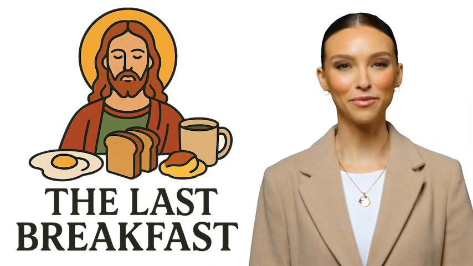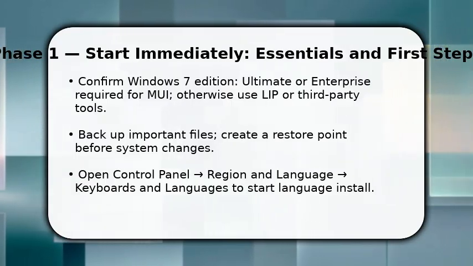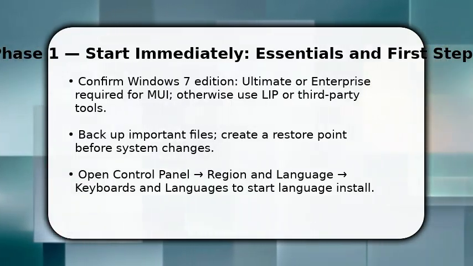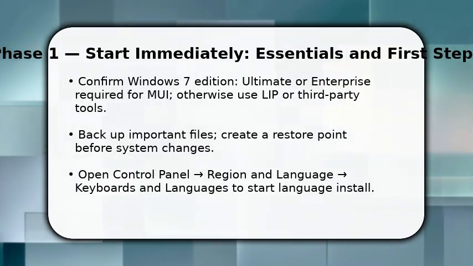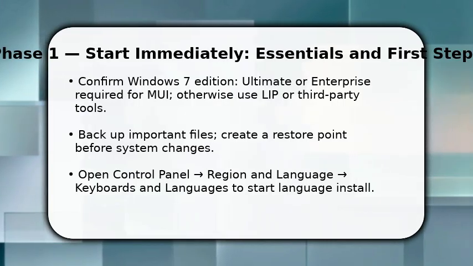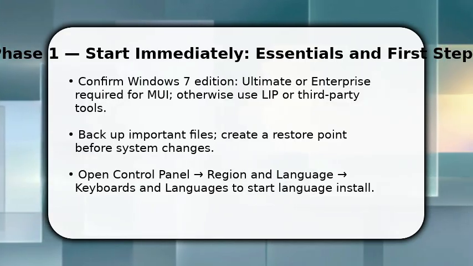Please enjoy the video. You'll start by confirming a few essentials. Make sure you run Windows 7 Ultimate or Enterprise for full MUI support and back up your data or create a restore point now. Once done, open Control Panel, choose Region and Language, then the Keyboards and Languages tab.